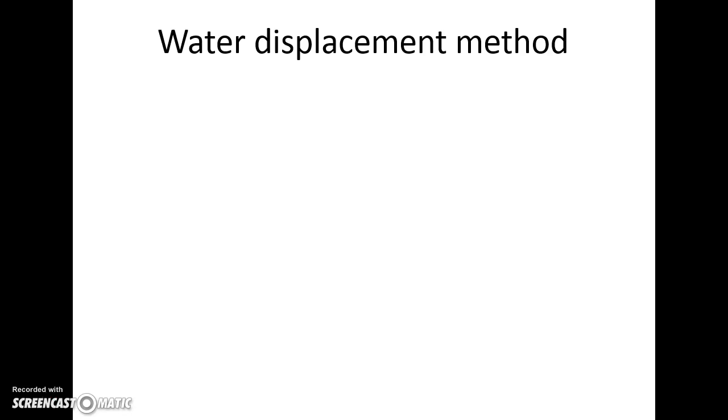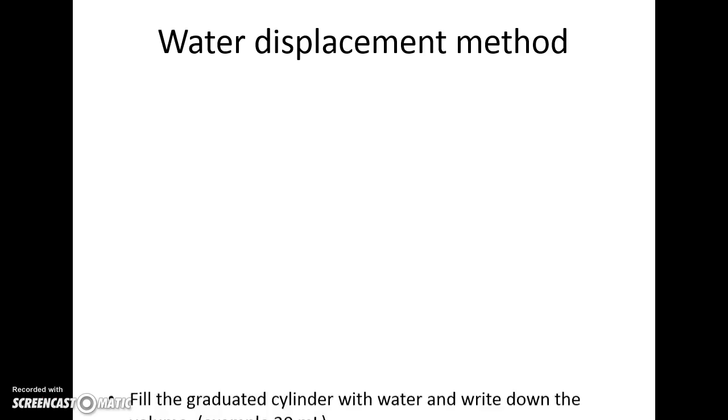Well, the water displacement method is the same idea. You will fill out a graduated cylinder with, say, 30 milliliters of water. You will add the object and watch the water rise. The difference in the volume is the volume of the object.